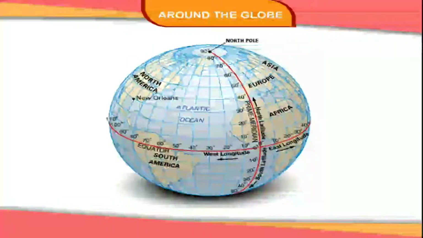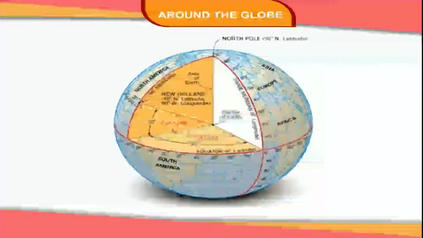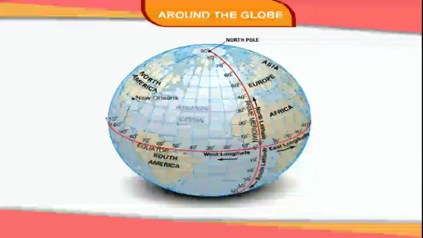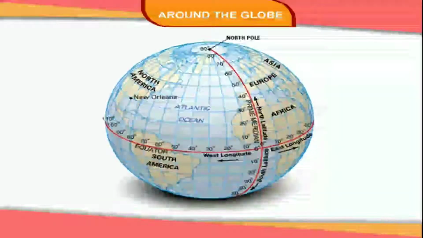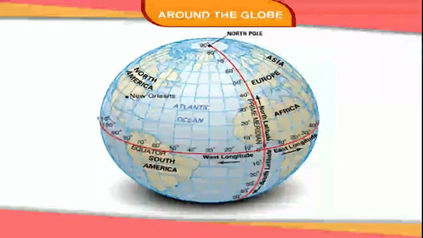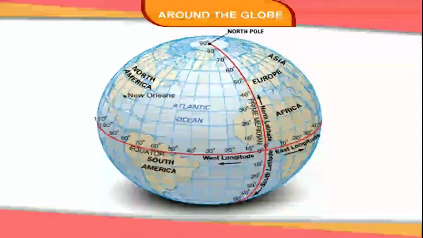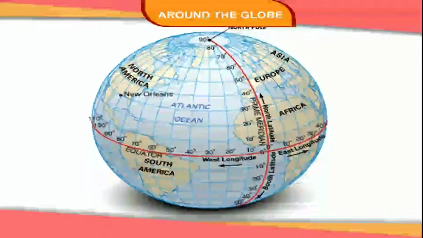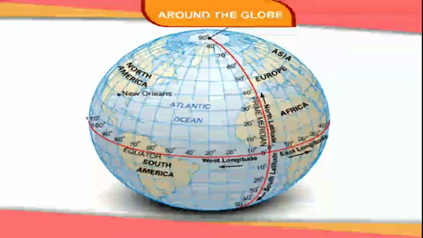Suppose a place lies at about 35 degrees north and 40 degrees east. How will we locate it? We have to see the crossing point of the parallel of 35 degrees north of the equator and the meridian of 40 degrees east of the prime meridian. This point will help us to locate the place.